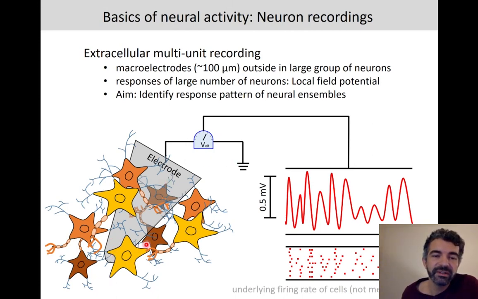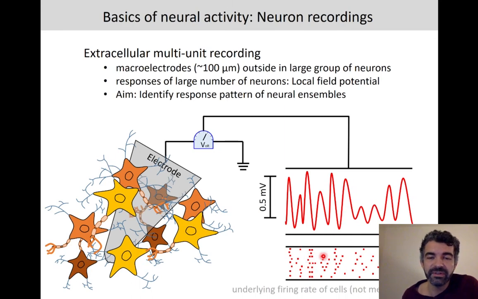What you can see here is the signal, and it is based on something like this. This underlying firing rate of cells, which is something we cannot measure with the electrodes, is really more of a theoretical point to show what the signal might be comprised of.